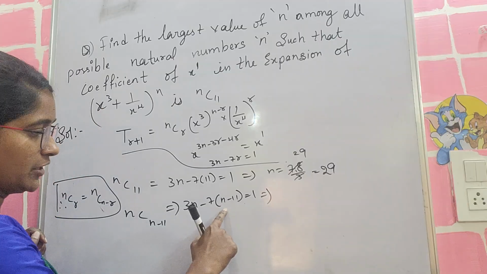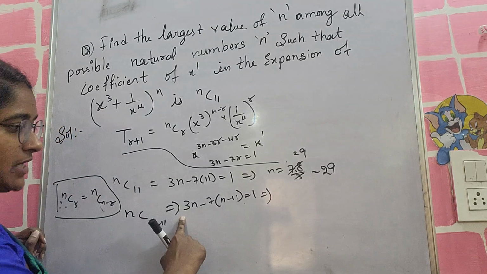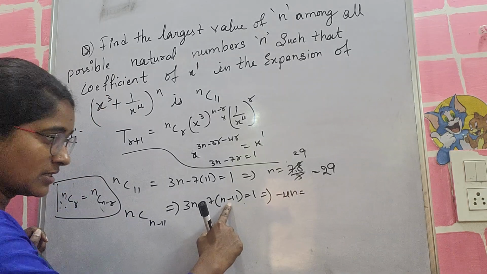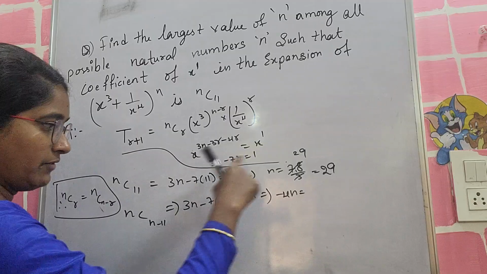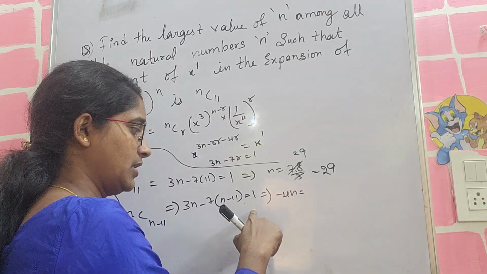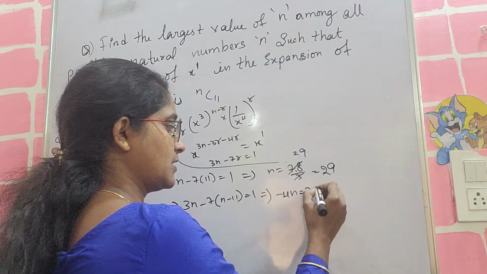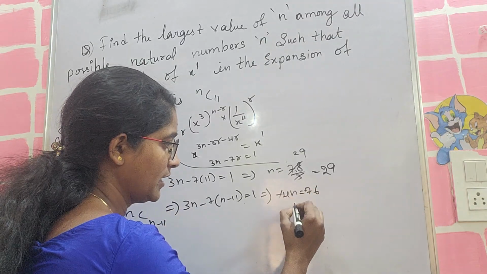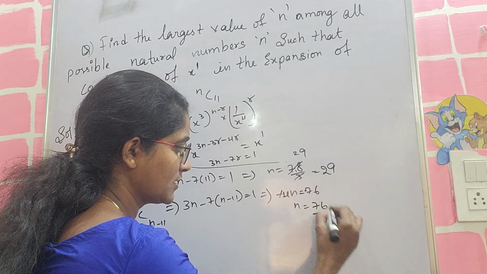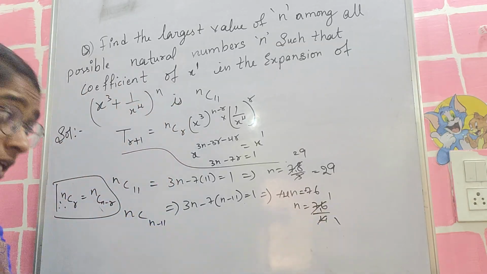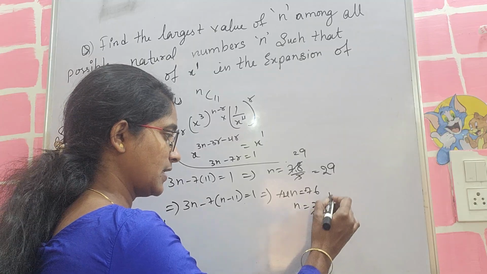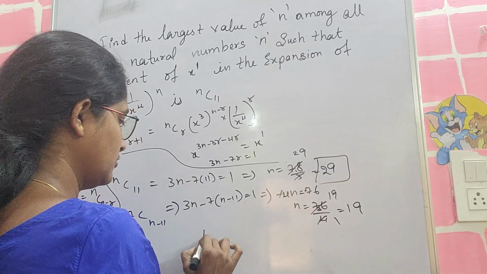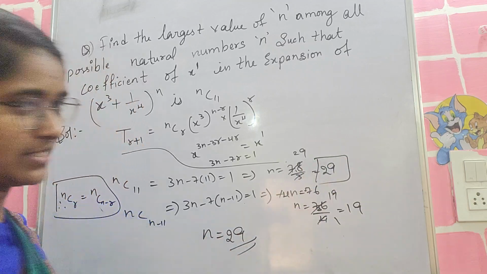So what I'll get here, 7 into n, 7n, and if I subtract it, minus 4n is equal to, this is minus into minus plus, plus 77. If I send that to the other side, plus 77 and minus 77, it will become minus 76. Minus minus cancel, and n is equal to 76 by 4, which is 19. So it's 19. Which one is the biggest value among these? So this n value is equal to 26. This is your answer over here.